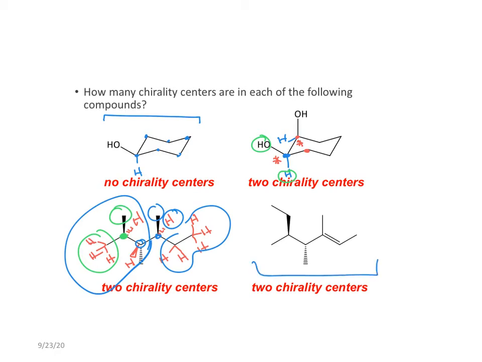And then finally, with this, if I add in my hydrogens, I can see that this carbon has a methyl group, an ethyl group, a hydrogen, and the rest of the molecule. So that has 4 different groups. And then this carbon has a hydrogen, a methyl, this double bond containing fragment, and then this sec-butyl fragment. So that also is a chiral carbon.